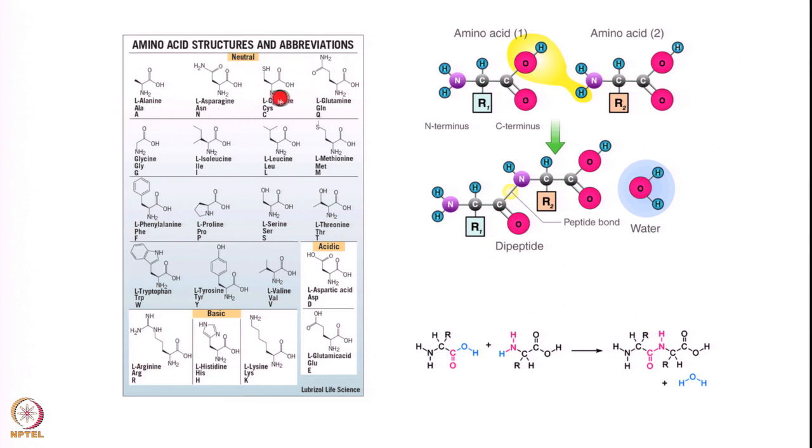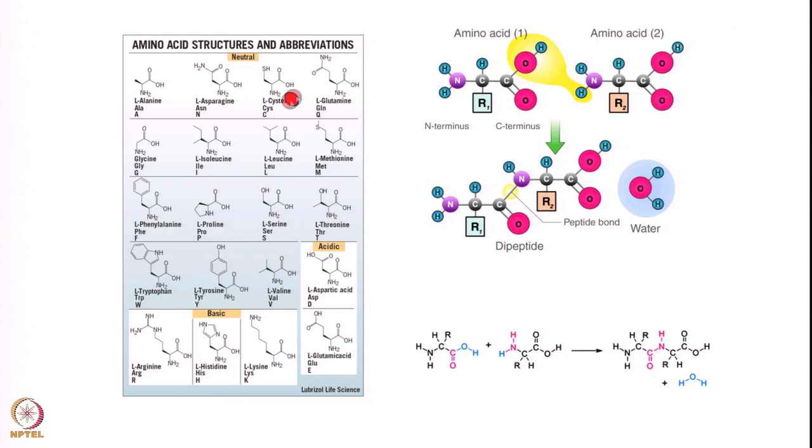So, these residues which are indicated here, we have grouped them into different categories. You have L-alanine, L-asparagine, L-cysteine, L-glutamine, and then glycine, isoleucine, leucine and methionine. Then you have phenylalanine, proline, serine and threonine. All these amino acids are so-called neutral amino acids. Neutral in the sense that after the peptide bond is formed, they do not have any charge anywhere. So, there is no protonation site.